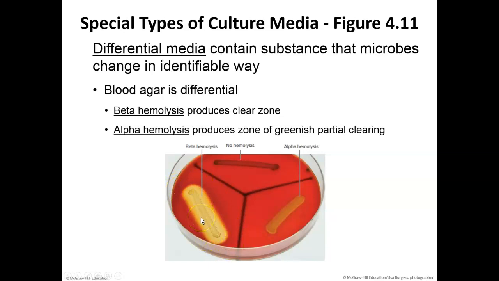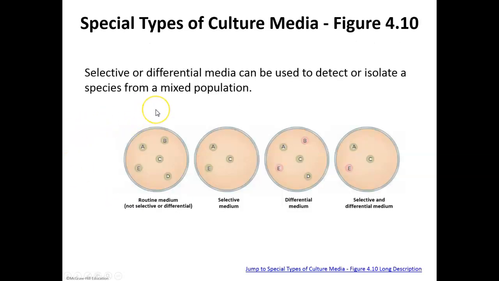Beta hemolytic bacteria are the ones that can cause things like strep throat. Alpha hemolytic bacteria can cause disorders, but probably not as severe as beta hemolytic. But again, they all grew. It just separated them based on how they grew.